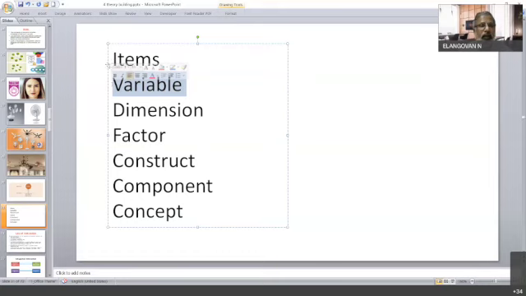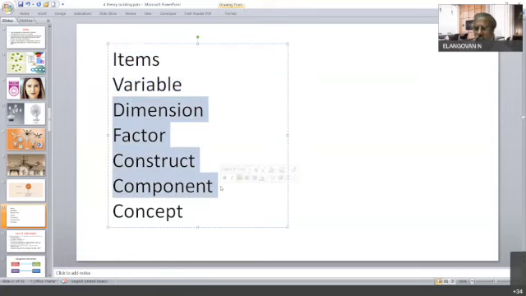So an item or a variable is something that is directly measured, and all others are constructed or created from those items. That is why these are called latent variables. Latent variables cannot be directly measured. They are measured through some other items.